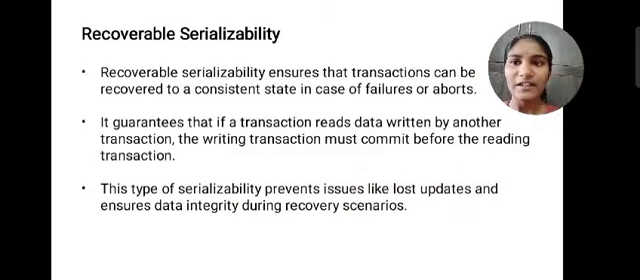It guarantees that if a transaction needs data written by another transaction, the writing transaction must commit before the reading transaction. So after the commit statement, all the values that are changed will be updated in the database. Before commit, if the transaction fails, then it will not be updated in the database. So this type of serializability prevents issues like lost updates and ensures data integrity during recovery scenarios.